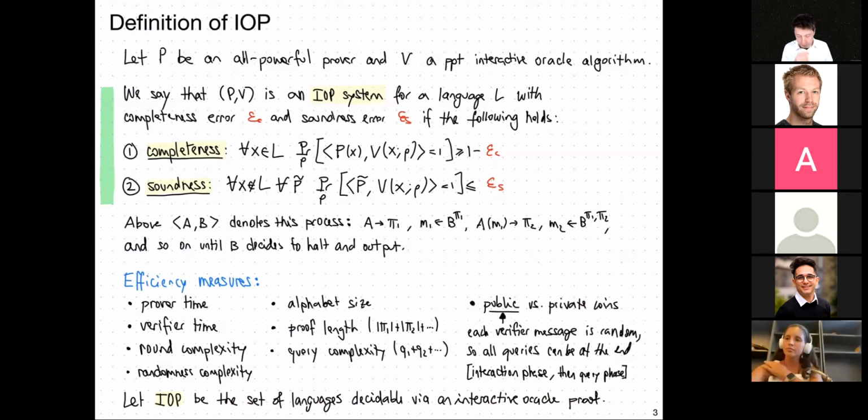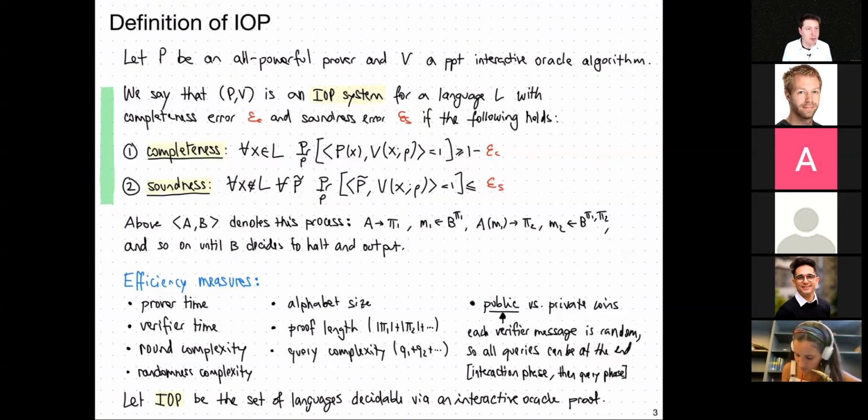And we will use IOP with no additional brackets to be the set of languages decidable via an interactive oracle proof with some parameters, right? If we want to specify some parameters, we put square brackets and say what the parameters are. But in the most general case, if we say no brackets, just IOP, that's the most general class where the verifier runs in polynomial time, and that's the only restriction. So it can be a polynomial number of rounds, it can use a polynomial amount of queries, a polynomial amount of randomness, and so on and so forth, right?